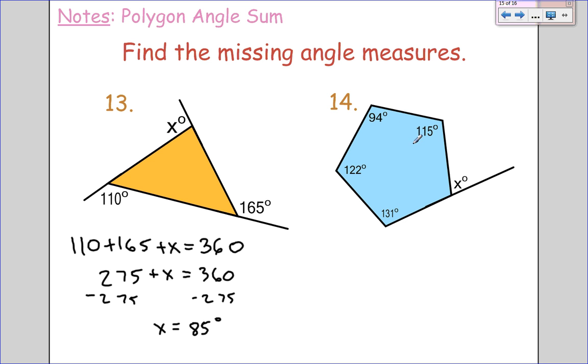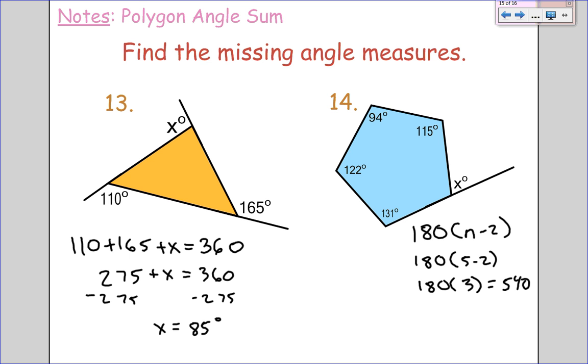First, I need to know, what does a pentagon add up to? Well, the formula for that is 180 times n minus 2. 180 times 5 minus 2. So 180 times 3 equals 540. So all 5 of these angles should add up to 540. And I'm going to go ahead and call this y because I don't know what it is, and there's already an x on the outside. So let's go ahead and do the math here.